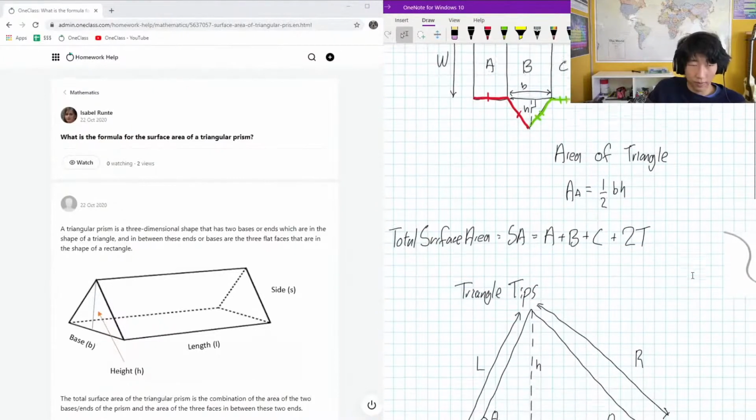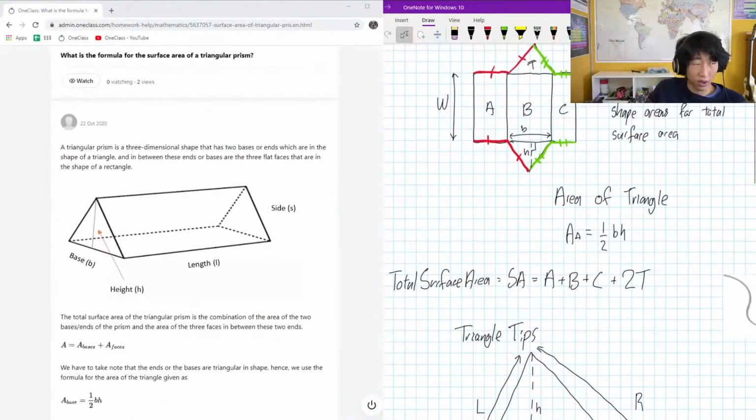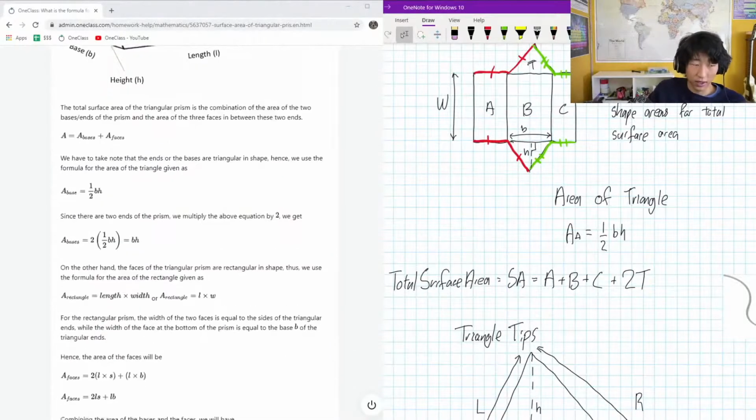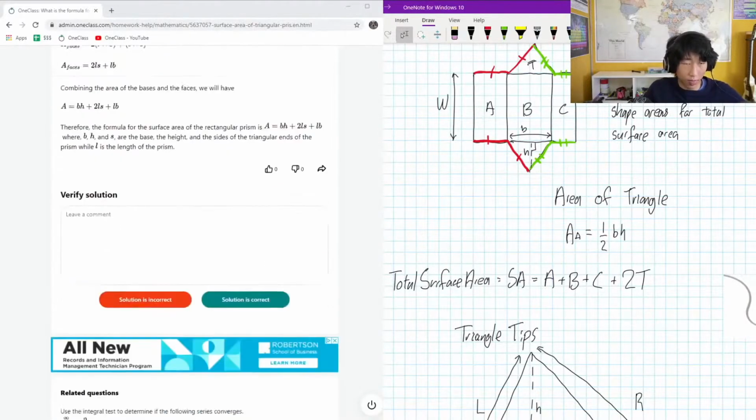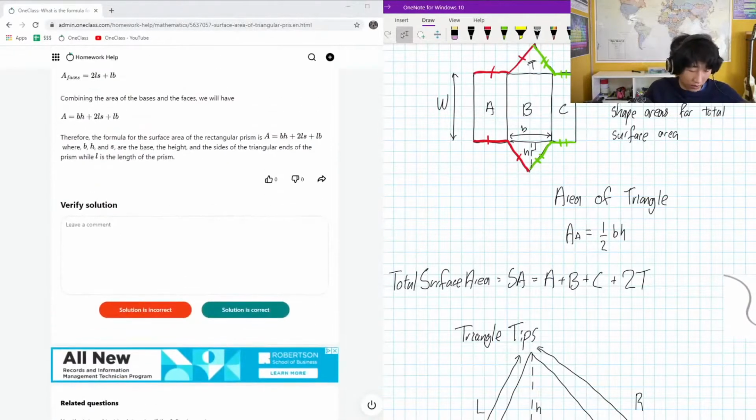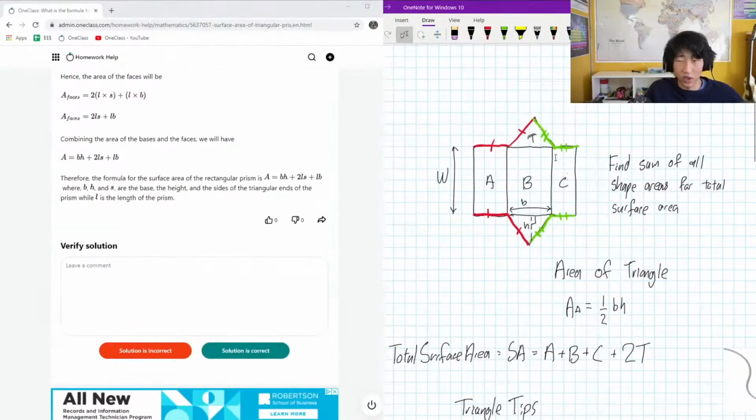Okay, so yeah, that would be how you calculate the surface area of a triangular prism, and it really depends on your specific situation of the triangle and what you're given in terms of what you'll need to do for solving the surface area. Okay, but in general, just know that you want to break it down into its component shapes, find the areas of the individual shapes, and then you'll be good.